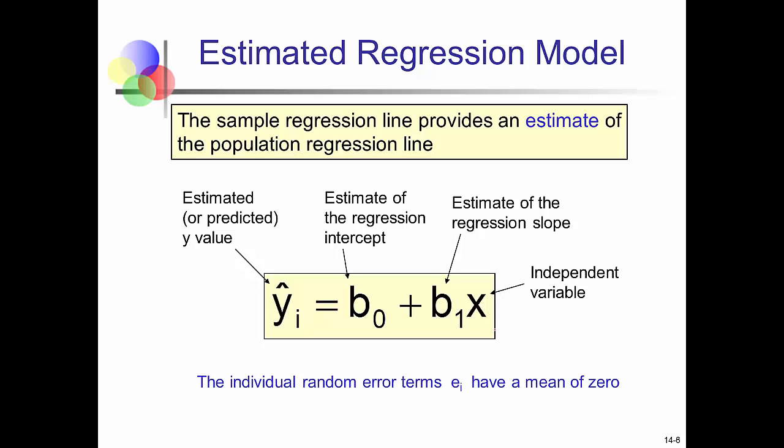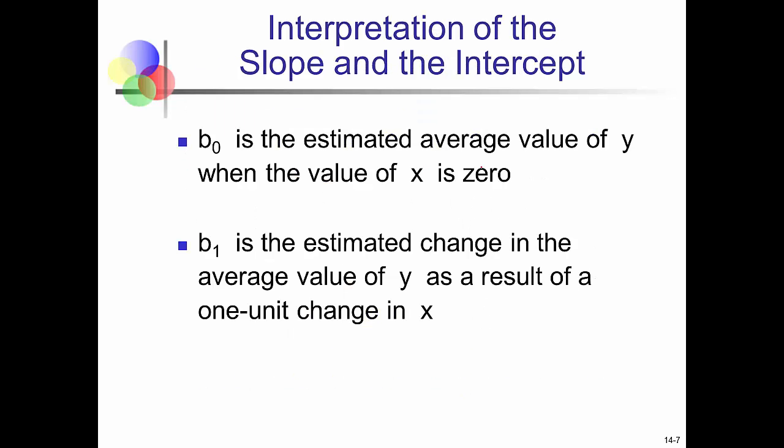Notice that we do not have an error term here. That's because the error term is about each individual observation, and what we're trying to do here is estimate the linear component of the true regression equation. B0 is the estimated average value of y if x is 0. B1 is the estimated change in the value of y as a result of a 1 unit change in x. So B1 is really read like a slope or a rate of change.